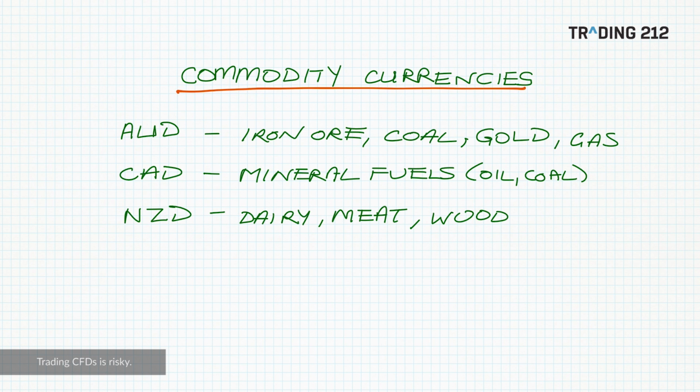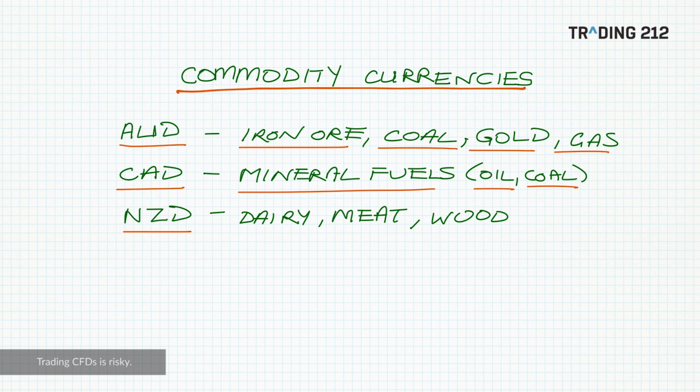If we look at the Australian dollar and Australia's economy, its major exports include iron ore, coal briquettes, gold and gas. If we look at the Canadian dollar and Canada, major exports are mineral fuels. A major part of that is oil, but also coal. And then New Zealand, the New Zealand dollar, major exports are dairy and also meat and wood.